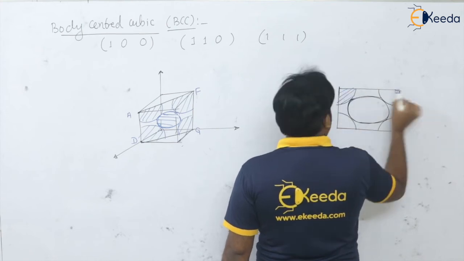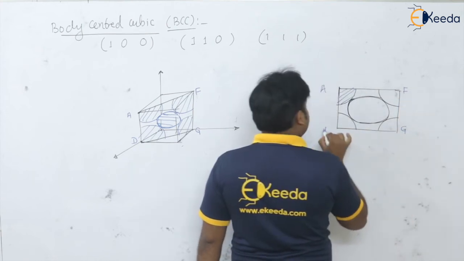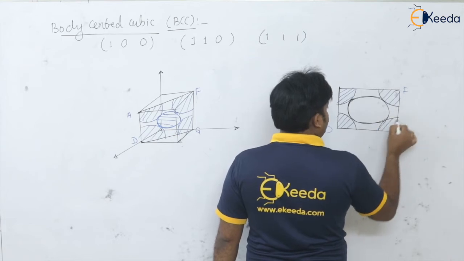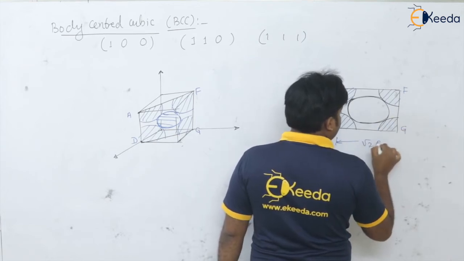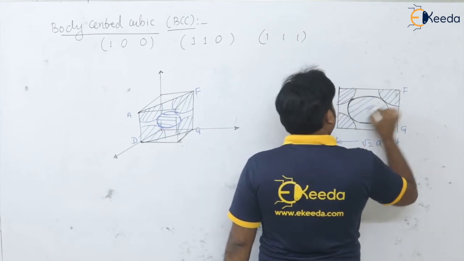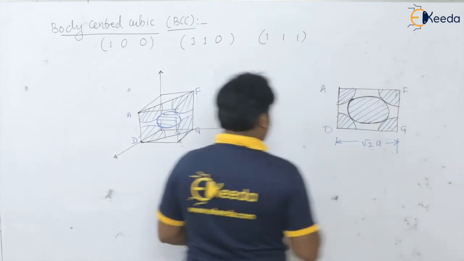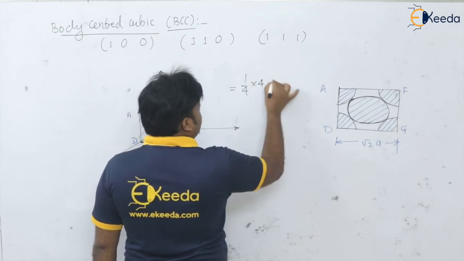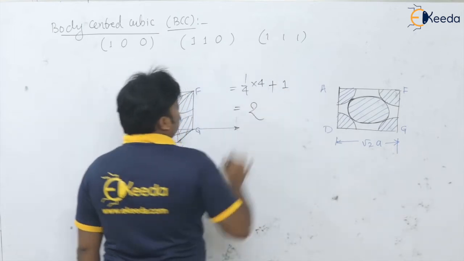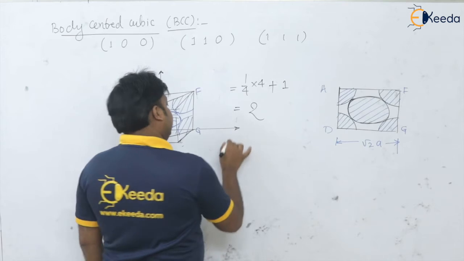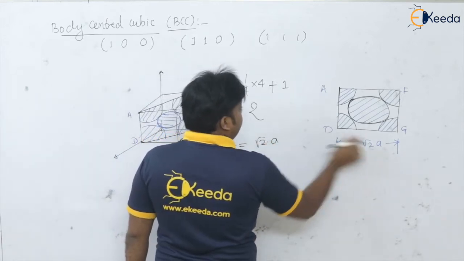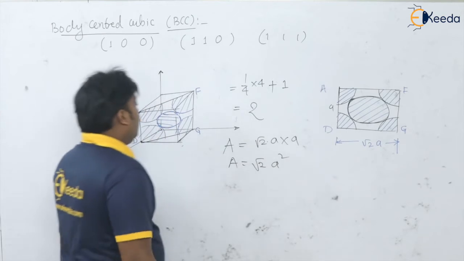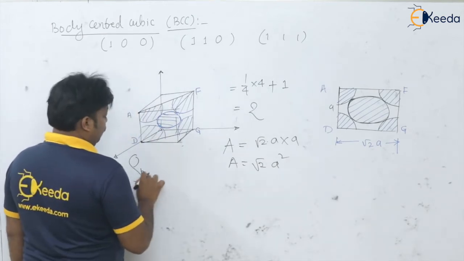this is plane A, F, G, D, and we know the length of this DG, we have calculated, root 2 times a, and this is where the center atom is going to come, isn't it? So how many atoms are in this plane? 1/4, 4 times, plus one complete atom. There are two atoms in this plane, and what is the area of this plane? That is root 2 into a into a, that is area will be root 2 a square. So find out the density rho p for this plane 110.